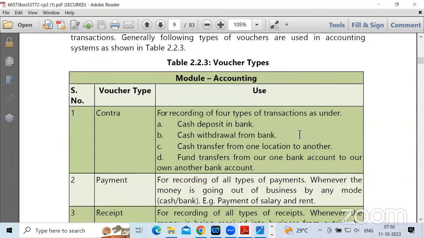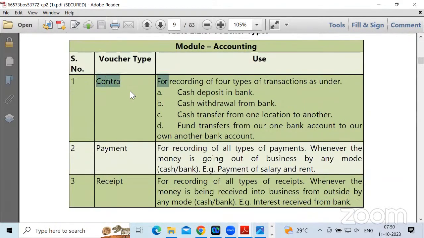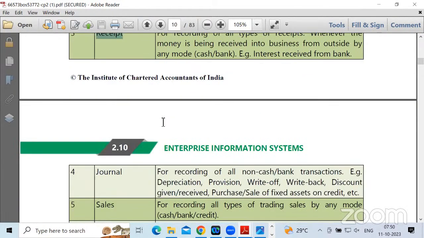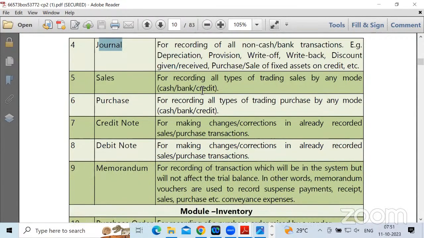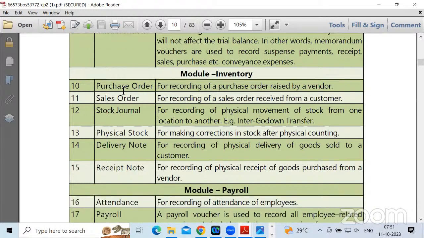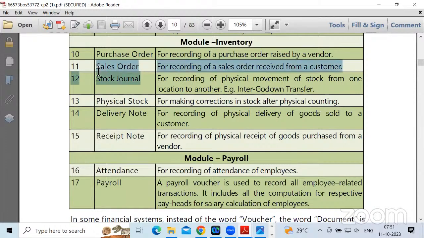And voucher types we have already seen. There are a lot of vouchers. Contra voucher means transferring within the department in the entity. Payment means you are making payment. Receipt means you are receiving. Then journal means for non-cash items like depreciation, provision, write off, write back, etc. Then sales voucher, purchase voucher, credit note, so-called debit note, purchase return, sales return. Then memorandum as well as purchase order. You can place the order for the purchases. Similarly, you can place order for the sales prior to the sales or prior to the purchase.